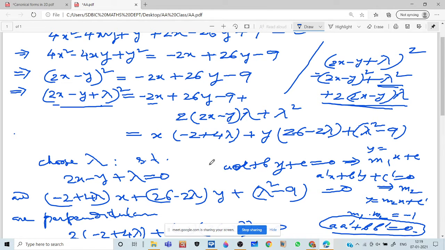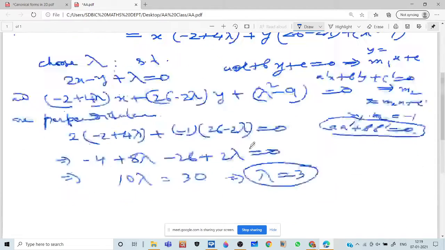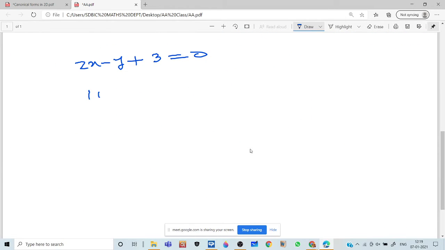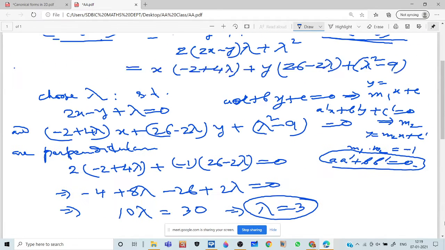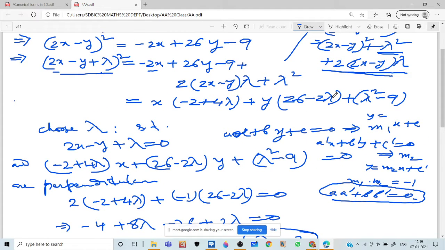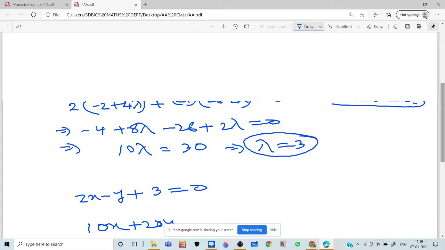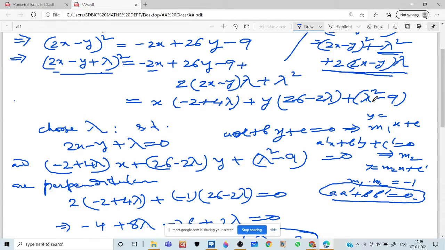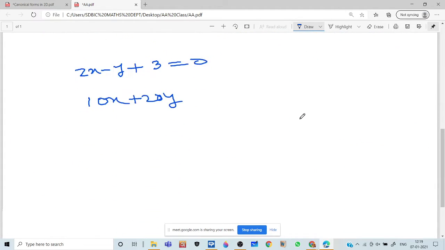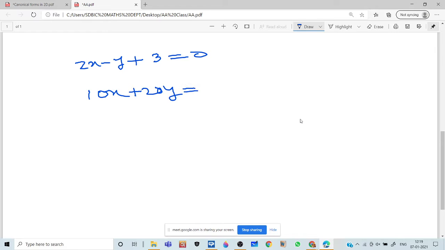So this is 10x minus 26 minus 2 times 3, 6, 20y, and lambda square minus 3, 9 minus 9, 0. So this is equal to 0. Obviously these two lines are perpendicular, and this implies x plus 2y equal to 0.